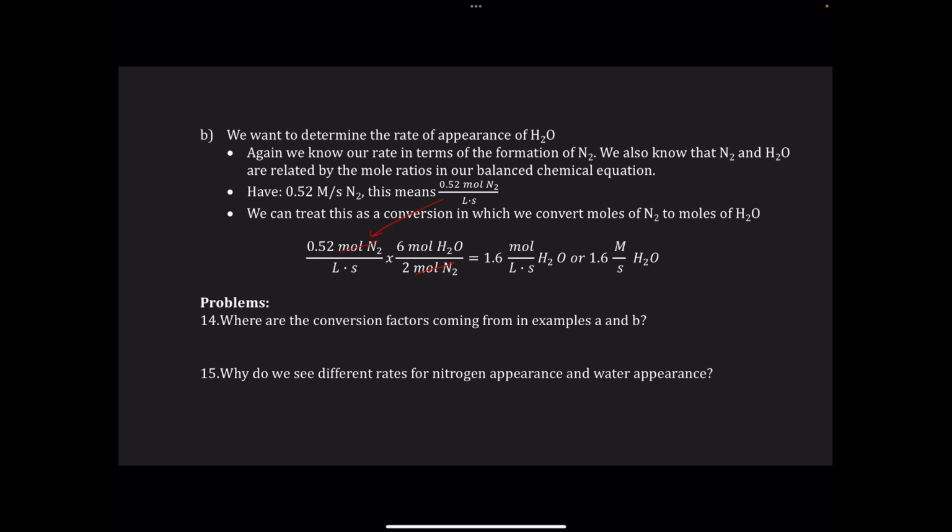So in both of these cases with our examples, we use conversion factors. And we're asked in problem 14, where are these conversion factors coming from? So where is this portion coming from? And we got those values from the coefficients in our balanced chemical equation. And so just like we did with stoichiometry, anytime we want to convert between moles of substances, we can use our coefficients.